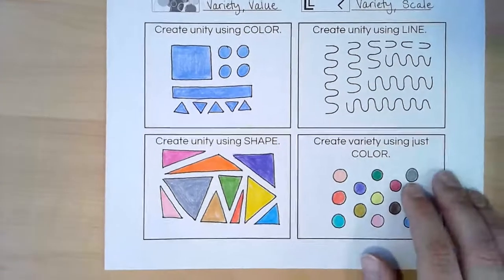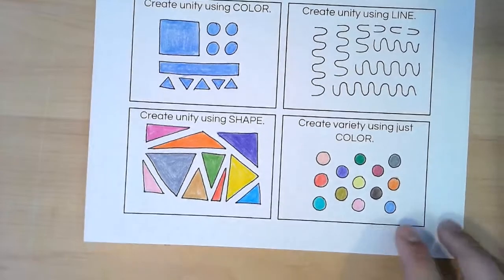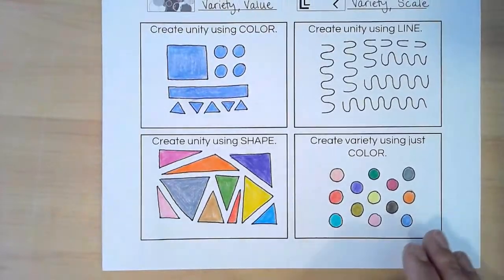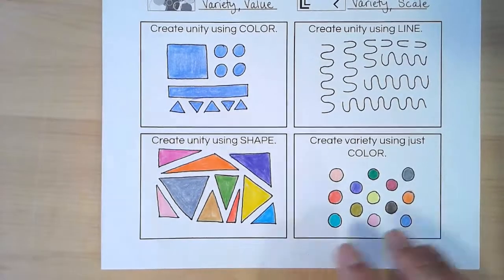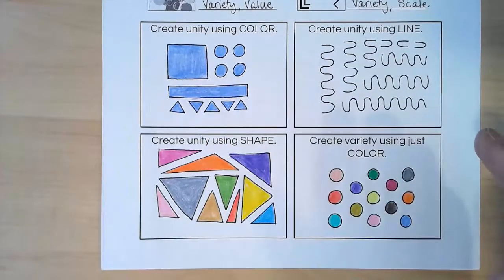Create variety using colors. So something needs to be the same between everything, but the colors are all different. That's what you're thinking about when you are doing this bottom section. Keep in mind that you're not copying this. This is one of infinite ways that you can do this section. But if you have questions about it, make sure you ask me, because if you copy mine, it doesn't count. So let me know if you need some help.